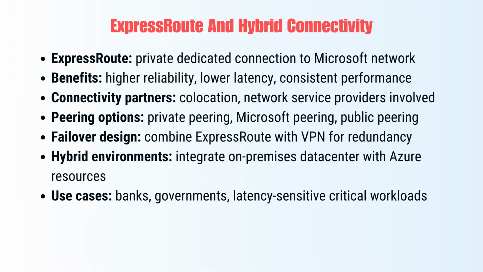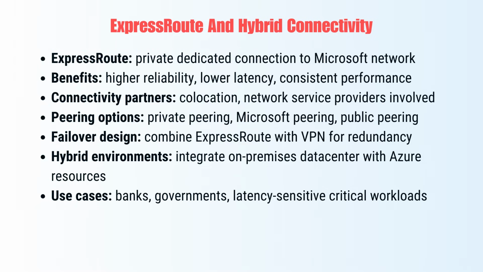Here, we'll look at Azure ExpressRoute, which is another major option for connecting on-premises environments to Azure. While VPN gateways connect over the public internet using encrypted tunnels, ExpressRoute provides a private, dedicated connection into Microsoft's network through a connectivity provider or co-location facility. This means your traffic doesn't traverse the public internet at all. The benefits are higher reliability, more consistent latency, and potentially higher bandwidth than typical internet VPNs. Because the path is private and controlled, ExpressRoute is often used by banks, governments, and large enterprises for critical workloads.